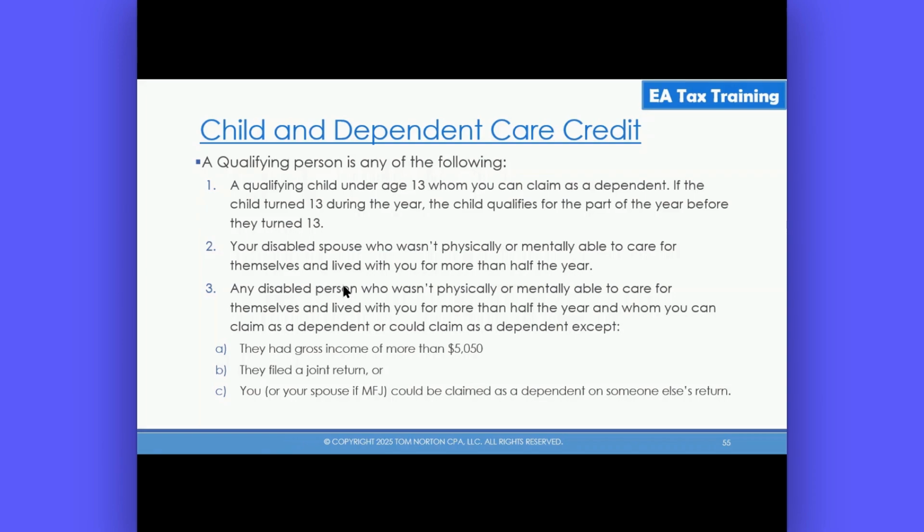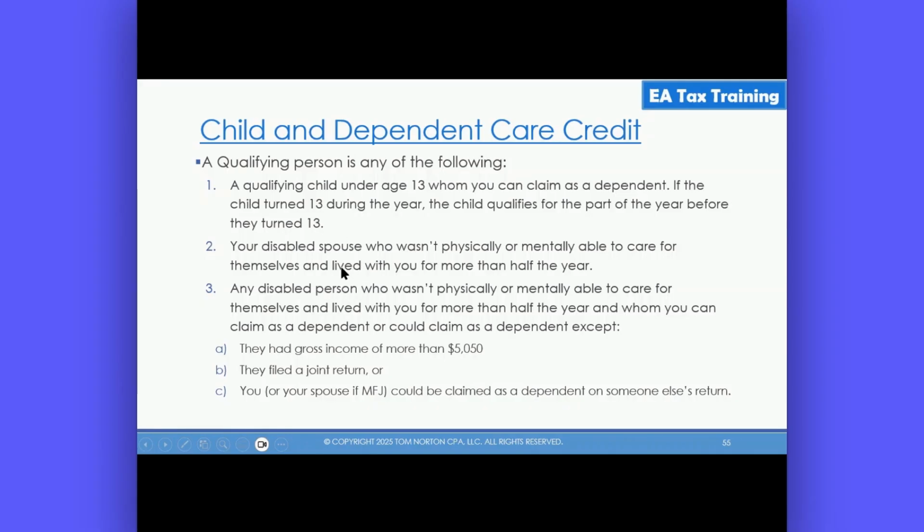Other qualifying people: a qualifying person could be your disabled spouse who was not physically or mentally capable of caring for themselves and who lived with you for more than half the year. Or it could be any disabled person if they lived with you for more than half the year and you can claim them as a dependent. If that person is your spouse, you don't have to be able to claim them as a dependent. If it is anybody other than your spouse, then you have to be able to claim them as a dependent, or you could have claimed them as a dependent, except that they met one of these exceptions that we have seen before.